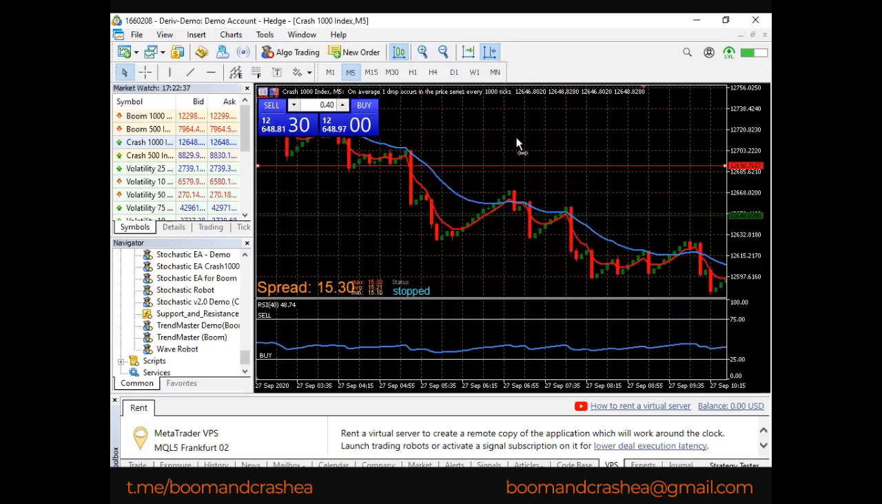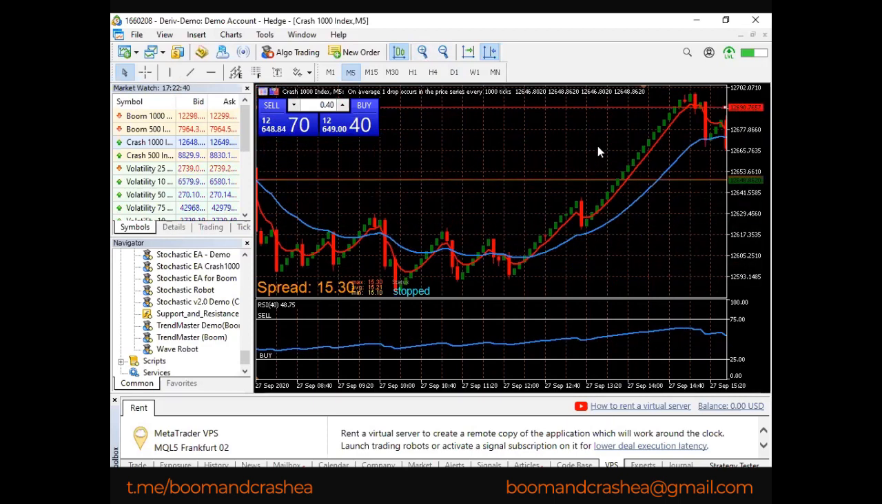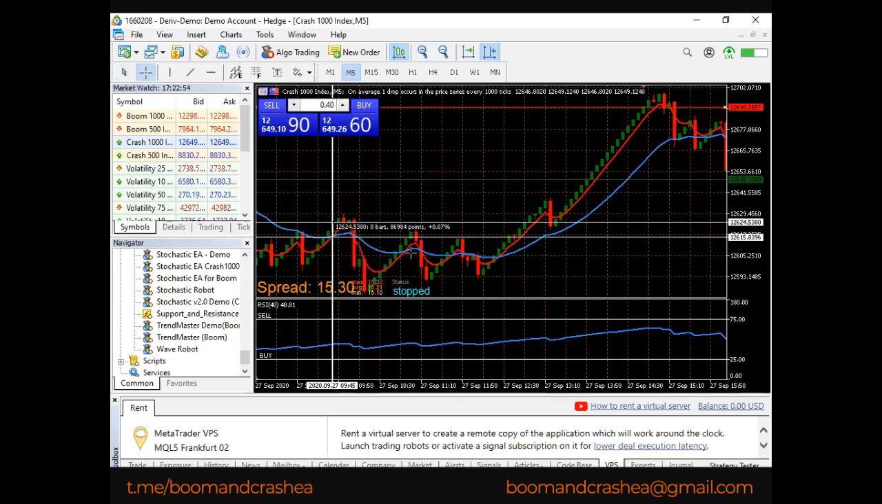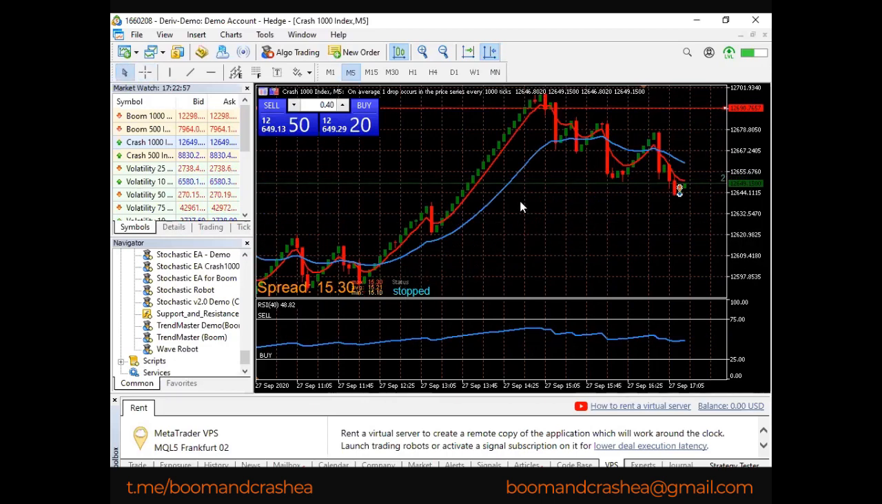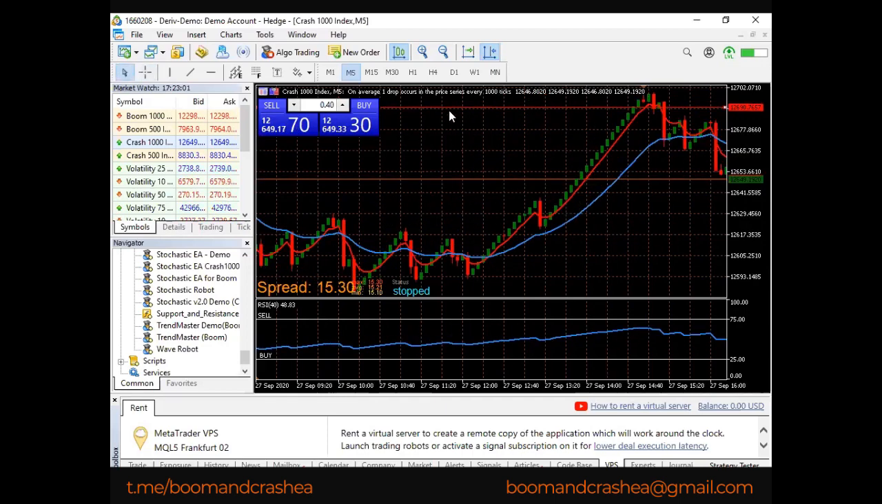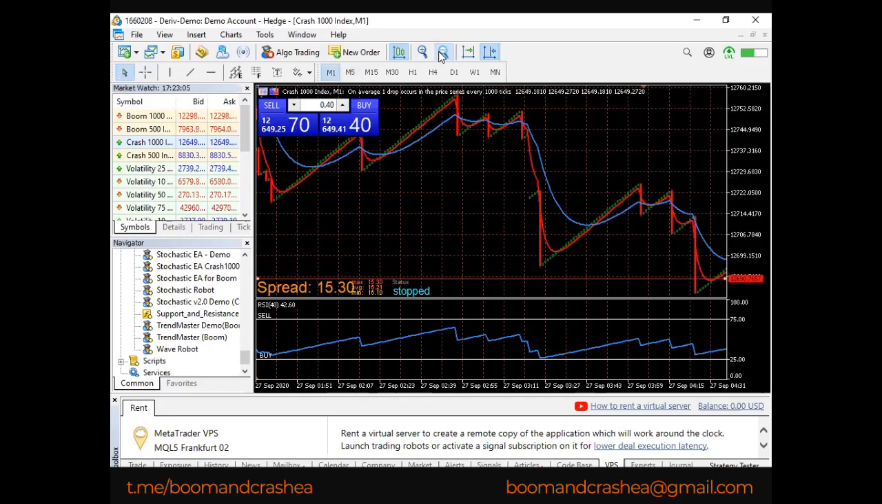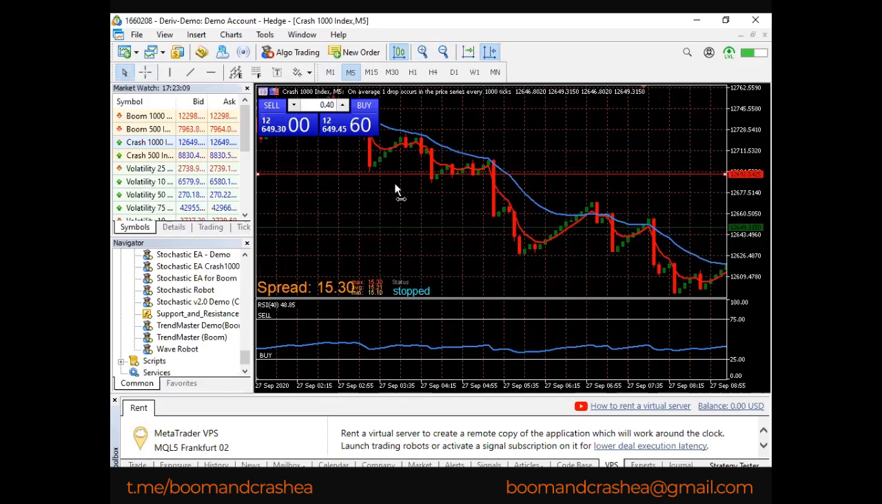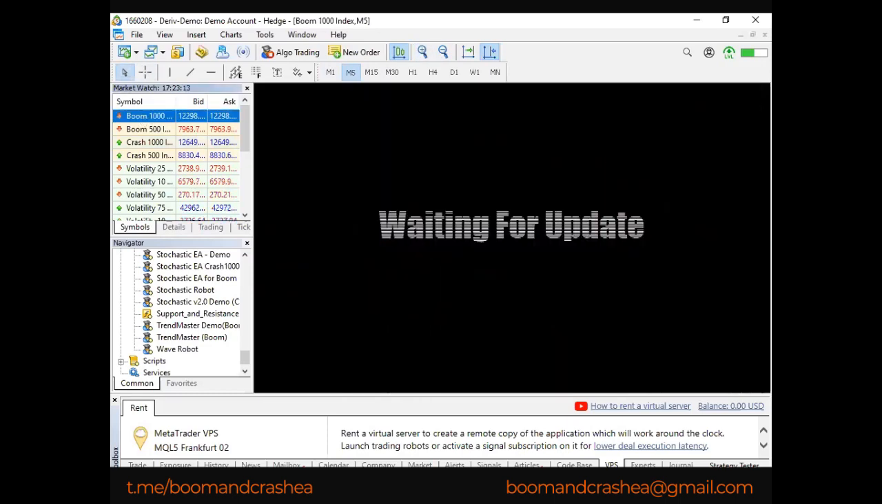For this crossover, I could just get one 5-minute candle. So I buy for 5 minutes and then I'm out. Whenever it crosses, I can buy for 5 minutes and I'm out. So instead of trading M1, you could switch to M5 and always look for one 5-minute candle to buy. And the opposite is true on Boom 1000.